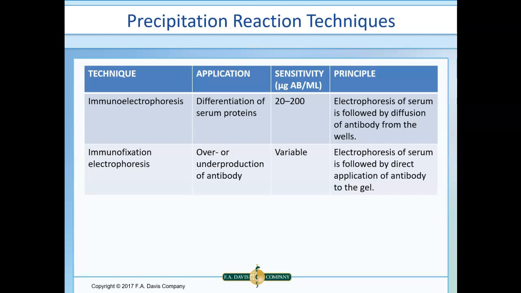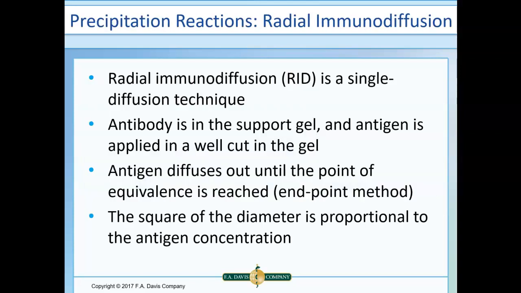Another one, immunoelectrophoresis. We allow antibodies to flow through a gel using electricity. And immunofixation electrophoresis, which is where we can find the over or under production of an antibody. So that's electrophoresis as well, but we apply the antibodies to the top of the gel. These are things that we'll see some more information about as we move through.